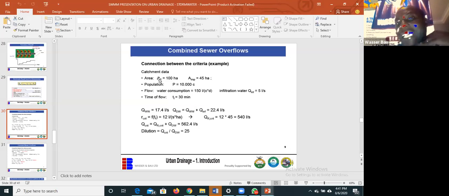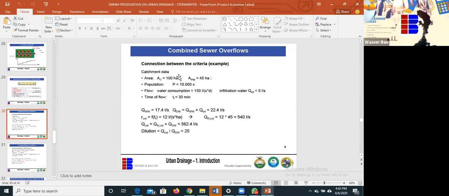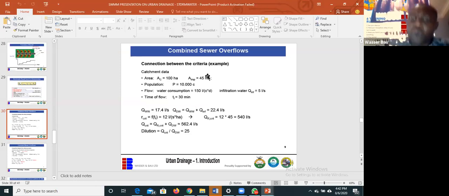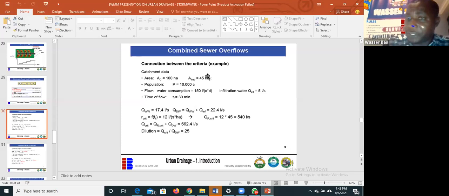This is an area, if you measure the area physically, you see it is 100 hectares. But the area contributing to runoff, the area that you use to multiply your intensity to get your drain, is actually 45 hectares, because only the impervious area contributes to runoff. Only the area that is paved, in other words, the area that will not allow water to percolate.